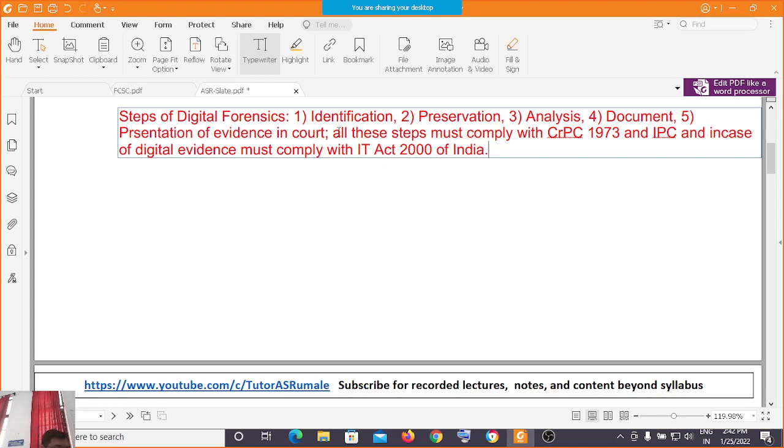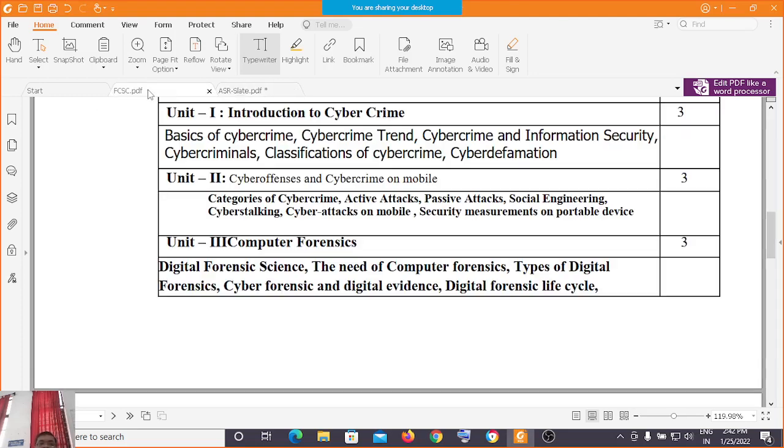Okay, so now let's see what is the life cycle of digital evidence. This is already 2:42 p.m., so we do not have sufficient time to discuss the life cycle of digital evidence. So I will just go through one portion of unit number 2, that is categories of cybercrime, that we have already seen in the lecture.